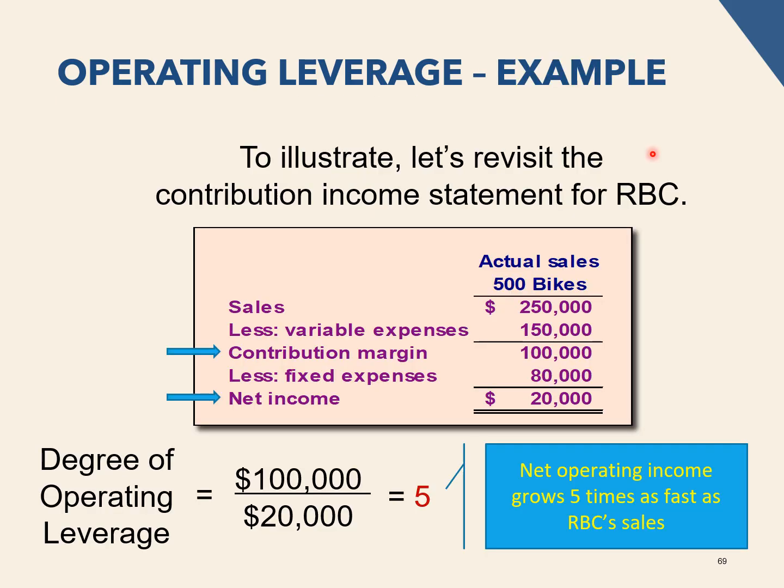To illustrate operating leverage, let's revisit the contribution income statement for Racing Bicycle Company. The company's contribution margin is $100,000. Its net income is $20,000. So the degree of operating leverage will be equal to $100,000 divided by $20,000, which is 5. That means net operating income grows 5 times as fast as Racing Bicycle Company's sales.